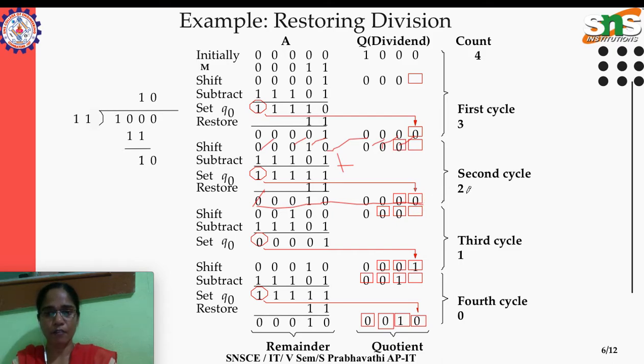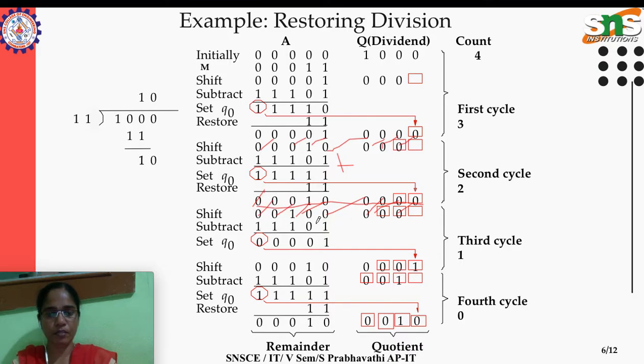After decrementing we need to check whether the count reaches 0 or not. No, the count is 2, so repeat it. What we need to repeat is shift AQ and subtract. So we are shifting it. This Q0, Q1 is shifted here, this is shifted, and this 0 is shifted here, 1 is shifted, 0 is shifted here, and after shifting perform the subtraction again.